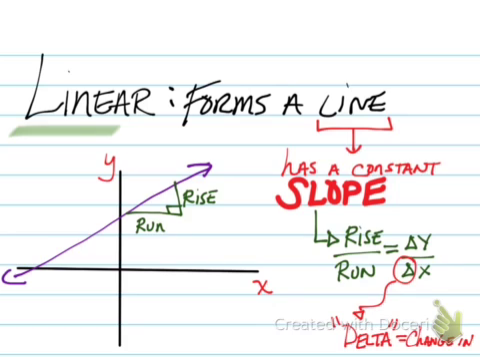Show me with your hands, what would it look like if I had a negative slope? It goes downhill. So as you're going left to right, if you're going uphill, it's positive. If you're going downhill, it's negative.